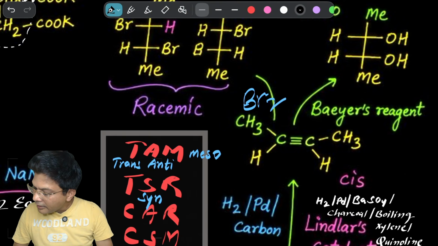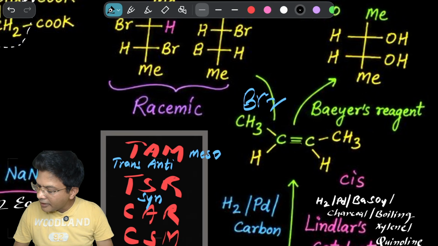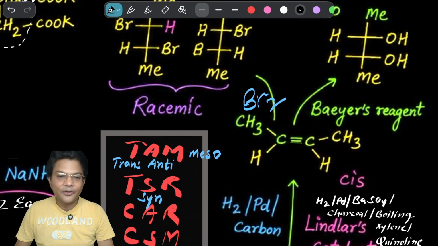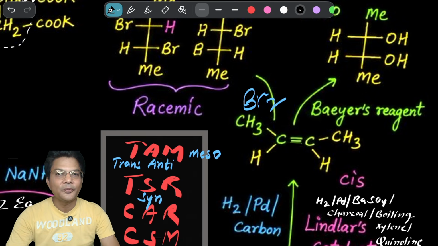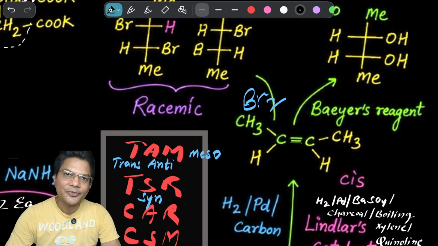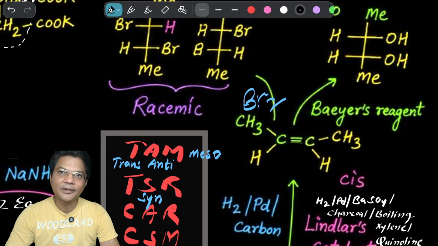I made this chart, a memory map, and I gave it to my team just to make it in good handwriting. They have made it, their writing is so good, but actually they don't know the difference between a triple bond and a double bond, my dear students. So that's why I'm here to rectify it. You should get 100% correct things.